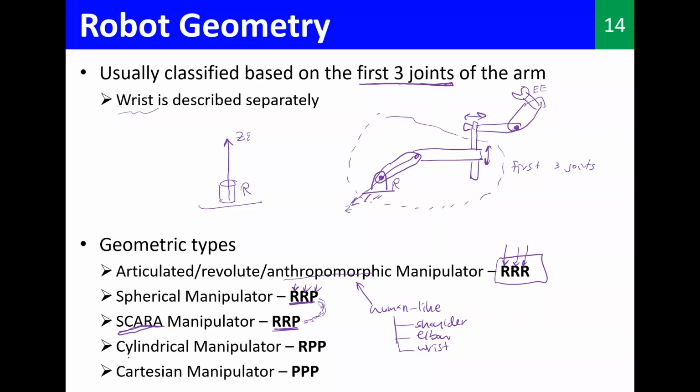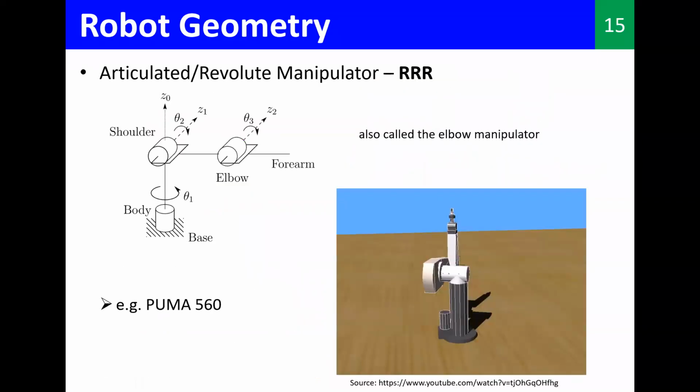Next, we have a cylindrical manipulator, and it is RPP, that is revolute, prismatic, and prismatic. And we have Cartesian, which is PPP, prismatic, prismatic, and prismatic. So there are no revolute joints in the first three joints. Later, maybe we can have revolute joints, but for the first three, they are prismatic joints. Now we'll have a look at these one by one. So we'll start with the articulated or revolute manipulator, RRR.